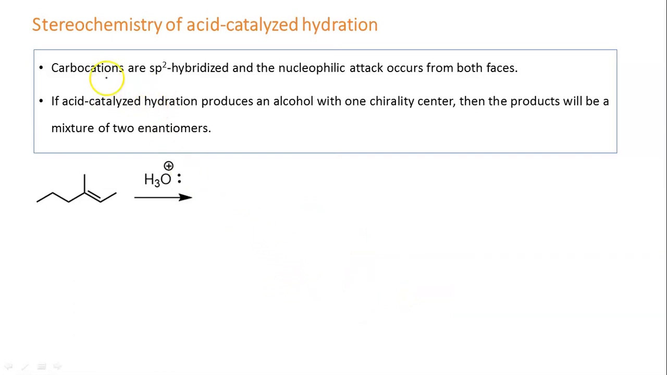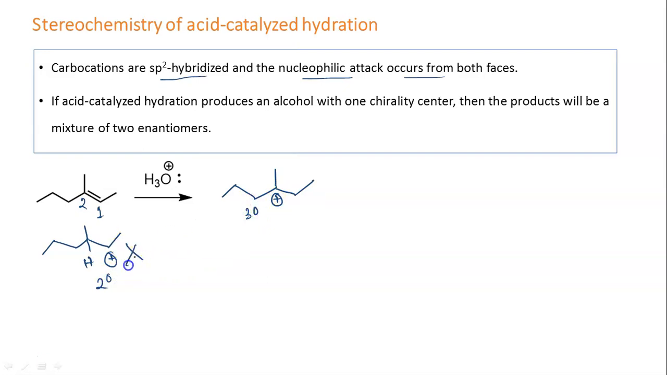So carbocations are sp2 hybridized and the nucleophilic attack can occur from both faces. So here we have taken this alkene, and after protonation, suppose this is 1 carbon, this is 2 carbon, obviously protonation will take place at 1 carbon, because if protonation is taking place, suppose proton is here, then the carbocation that we are getting is like this. But if the protonation is taking place at one position, then the carbocation that we are getting is this one. So obviously this is 2 degree and this is 3 degree, so we will cancel it.